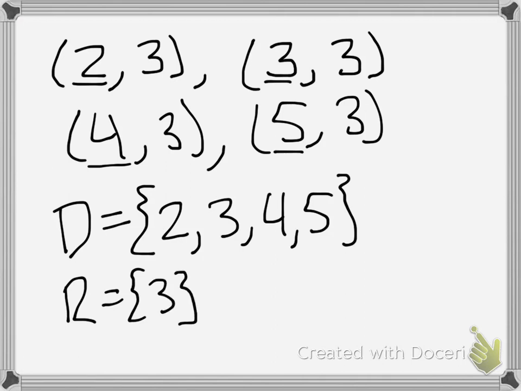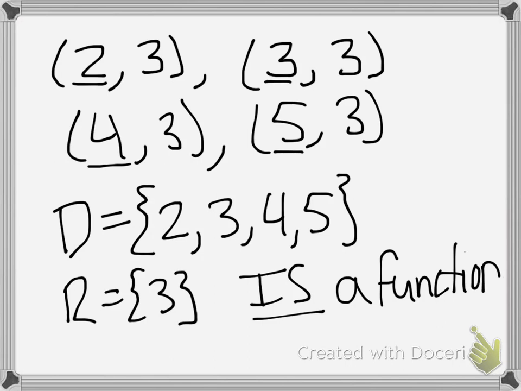However, every domain element has exactly one corresponding range element. I never have one domain element that points to 2 range elements. So I'm fine. This is a function. It seems like it shouldn't be, because there's one element in the range. However, this will come up again an oddly large amount of time later in the semester.